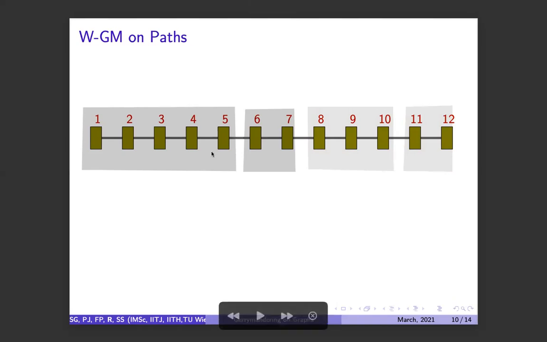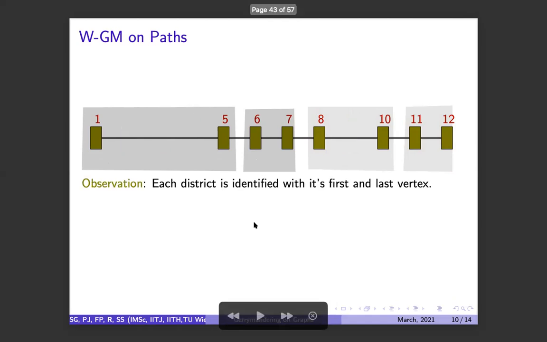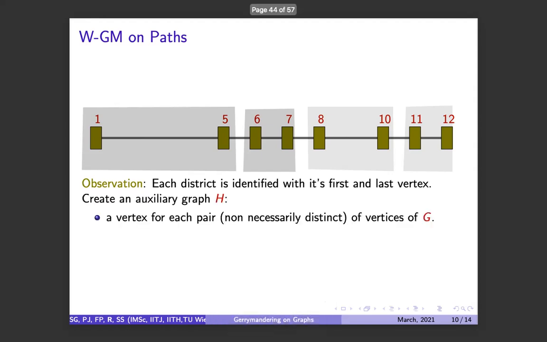If you look at a district, since our given graph is a path, if we just know the first and the last vertex of each district, then this uniquely identifies the districts, right? So based on this observation, we will create an auxiliary graph H.